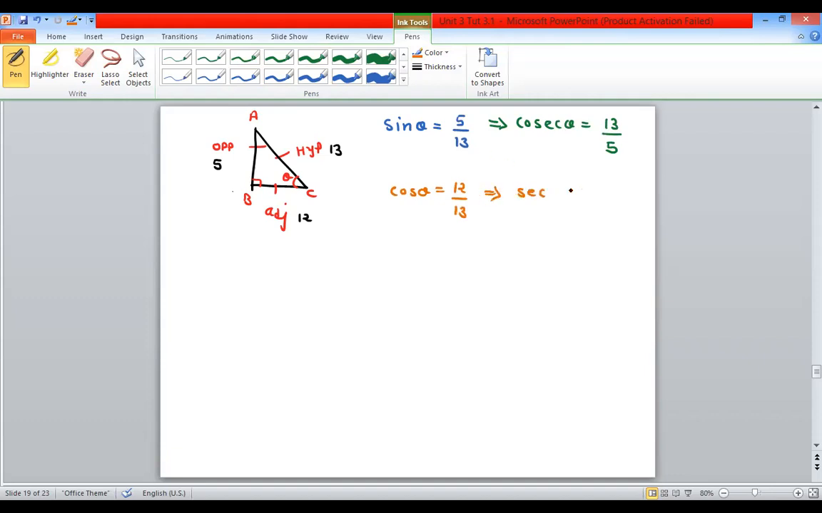Sec theta is the reciprocal of it, 13 by 12. Now the tan theta is opposite upon adjacent, that means 5 by 12. Its reciprocal is cot theta, directly you can write 12 by 5. These are all your T ratios. All these six things are known as the T ratios.